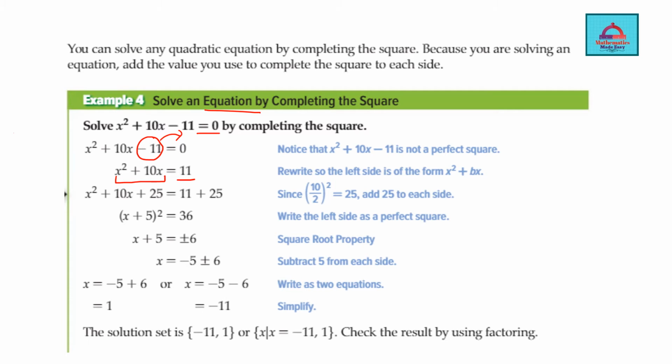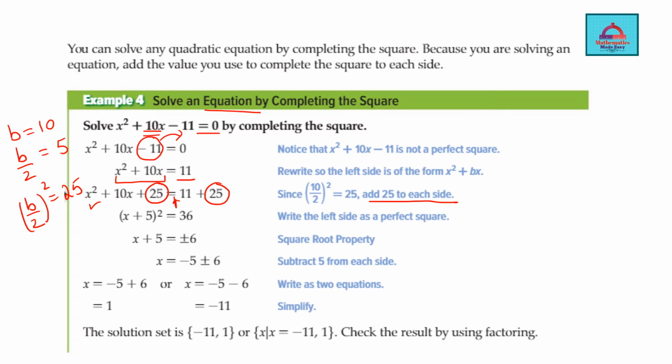Now how much is b here? b is the coefficient of x, so b is 10. So b divided by 2 is 5, and its square is 25. That means 25 is the number that will be added to both sides. Now in this case, because it's a quadratic equation, we are going to add 25 on both sides of the equation so that the equal to is not changed.